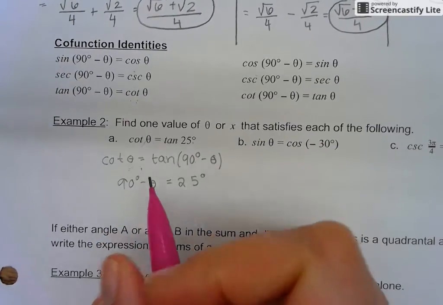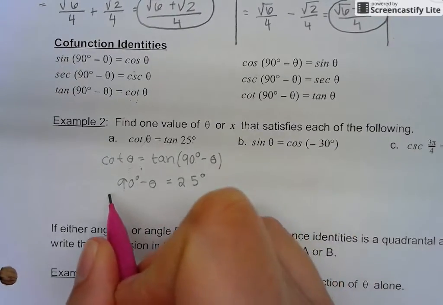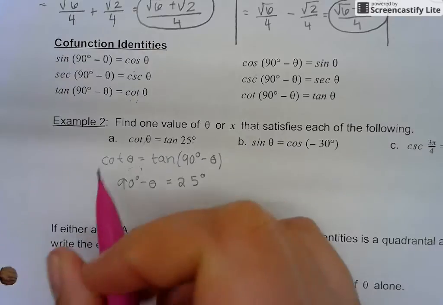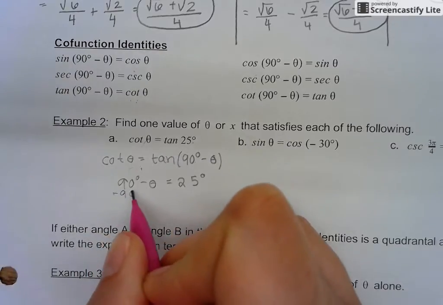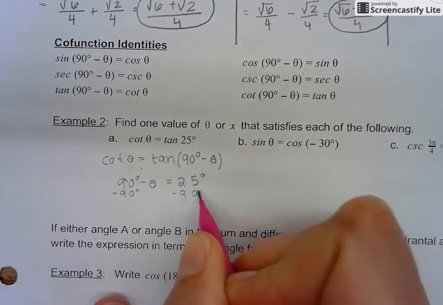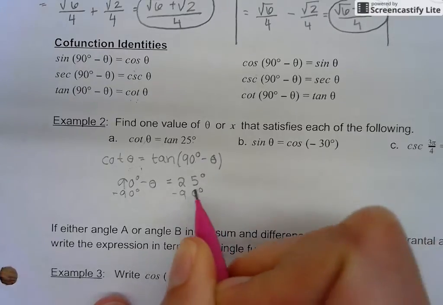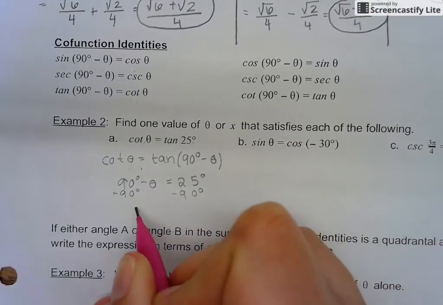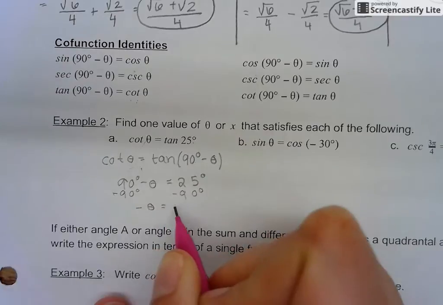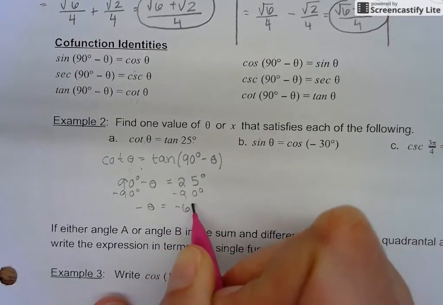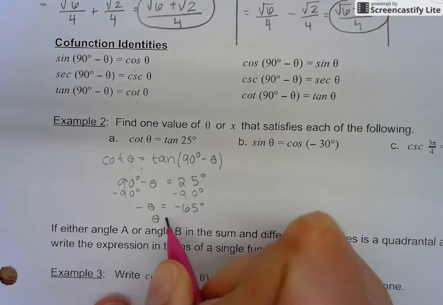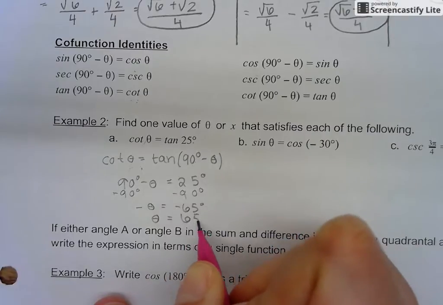So now you just have to solve for theta. So you could subtract 90 degrees. So 25 minus 90 degrees, we'll get negative theta equals negative 65 degrees. And of course, divide by -1, theta is positive 65 degrees.